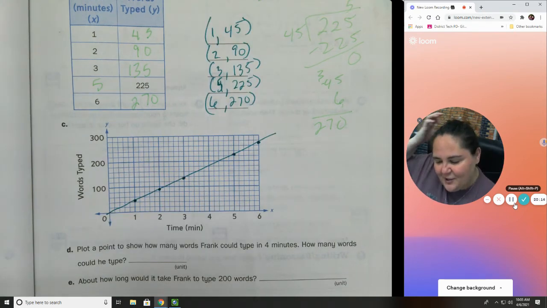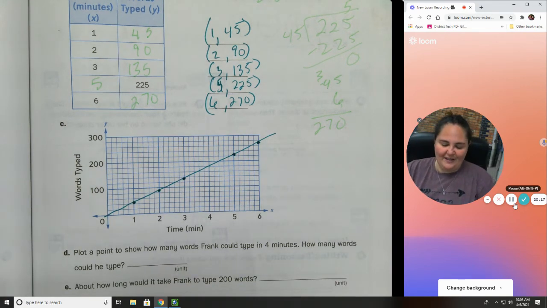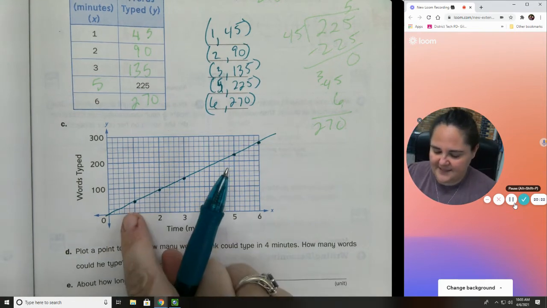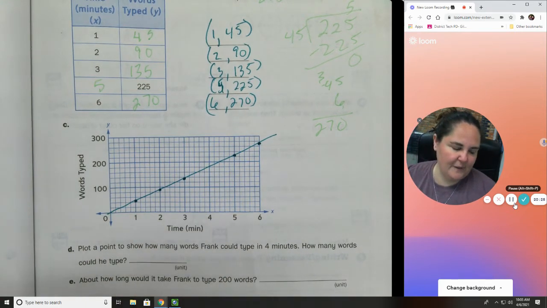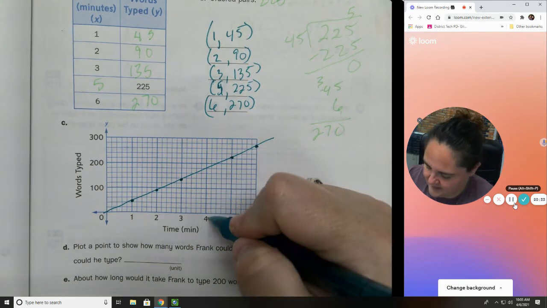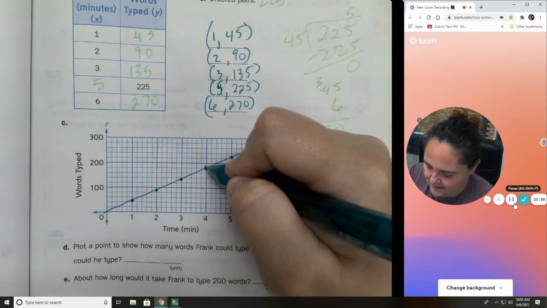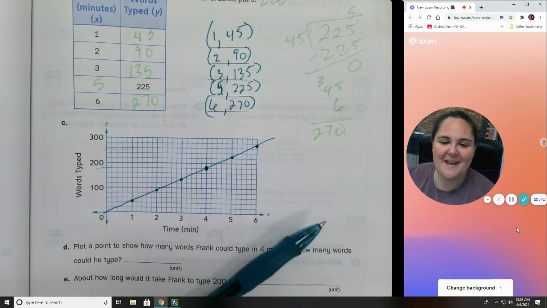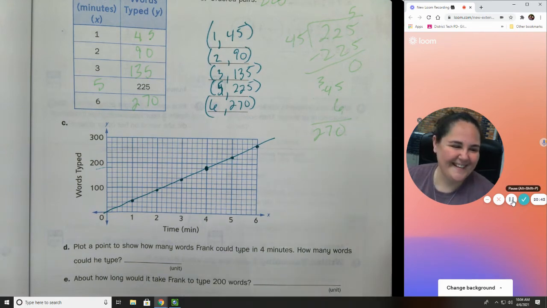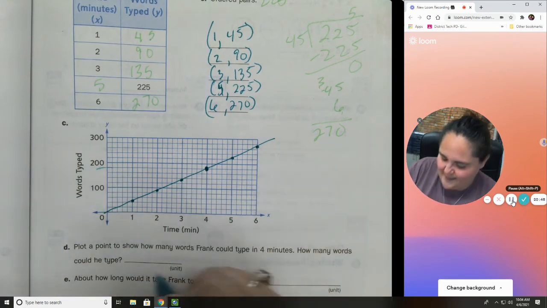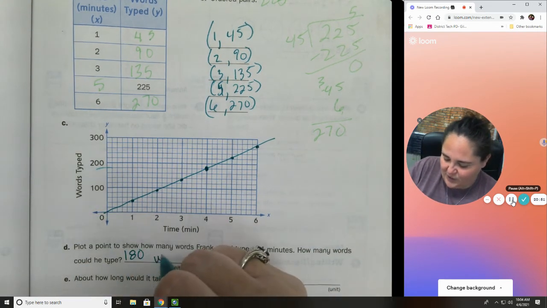All right, these are your ordered pairs, and this is what your chart should look like. Notice this one was a little more challenging, right? I know that it's not split up exactly perfect, so be careful with that. It says plot a data point to show how many words Frank could type in 4 minutes. Okay, 4 minutes. Oh, it's right here on this line. So how many words could he type in 4 minutes? All right, if I follow that line straight across for 4 minutes, I see that it is about 180 words.